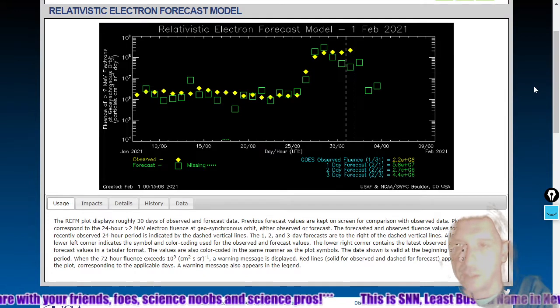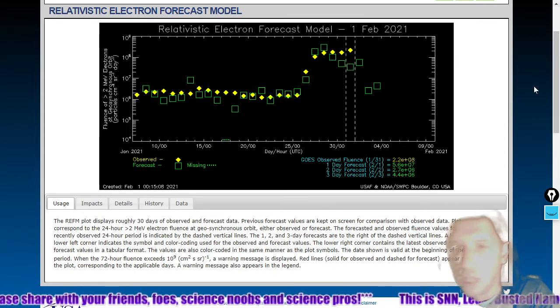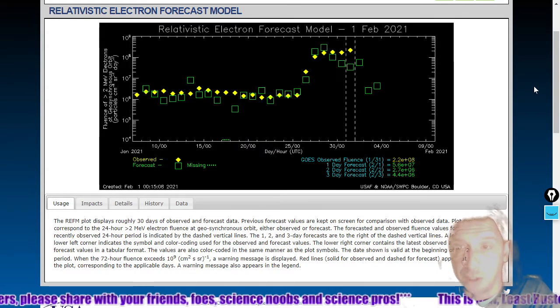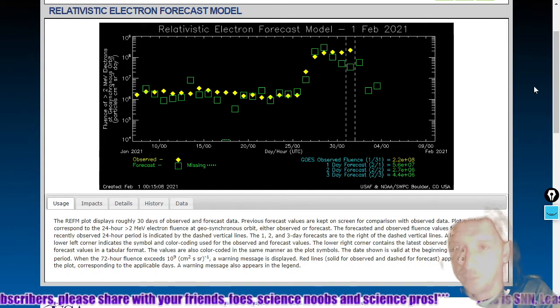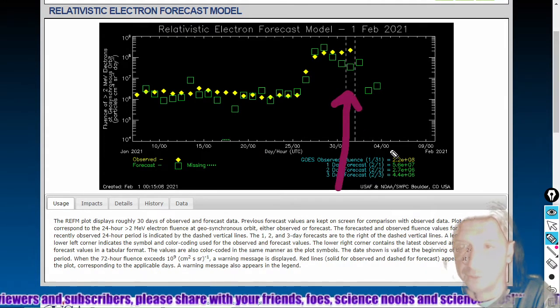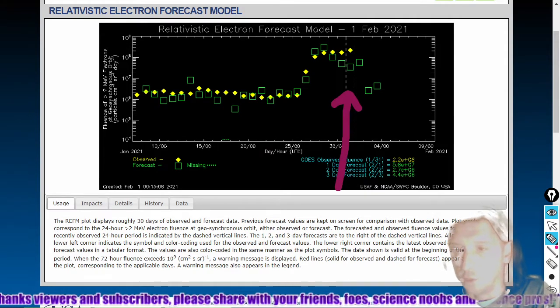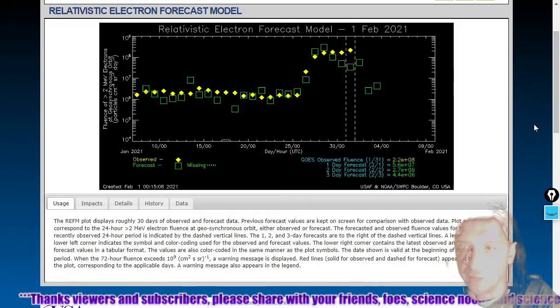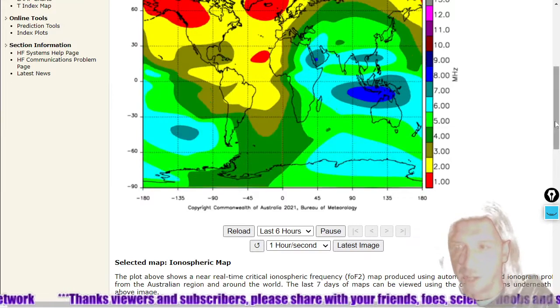So here's the electron content forecast. And I and NOAA have both been incorrect the past couple of days here, as we've been forecasting lower levels of electron flux. And those yellow diamonds are the observations, while the green squares are the forecast.